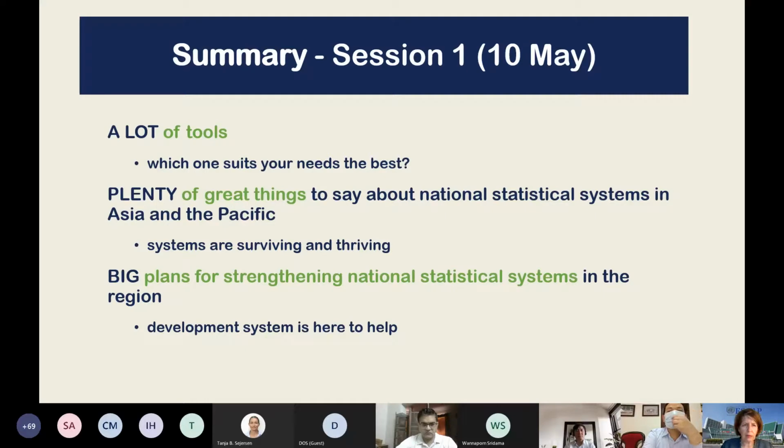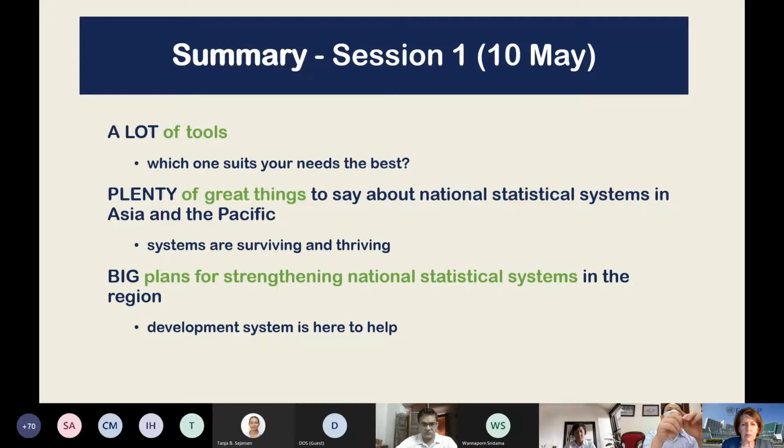And finally, we also heard big plans. Well, we had 4 excellent speakers yesterday from across our region, and our colleagues from Kyrgyzstan shared with us their presentation about big plans for strengthening national statistical systems in our region. And again, the message we gave to you yesterday is the development system is here to help you, and we're really looking forward to being able to do that and to help you make a difference.